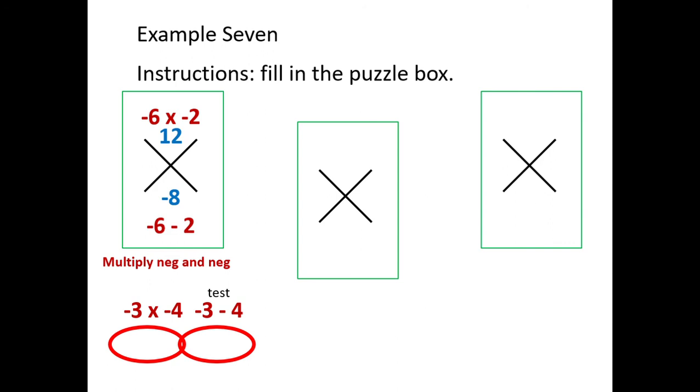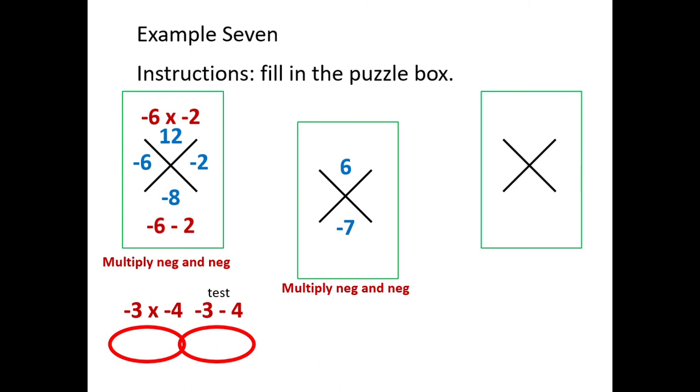And our two side numbers then are negative 2 and negative 6. Okay, here we go again. Same thing. We got a positive on the top and a negative on the bottom. So when you see that configuration, you know it has to be a negative and a negative, right? Because it's the only way you could have got a positive on the top.